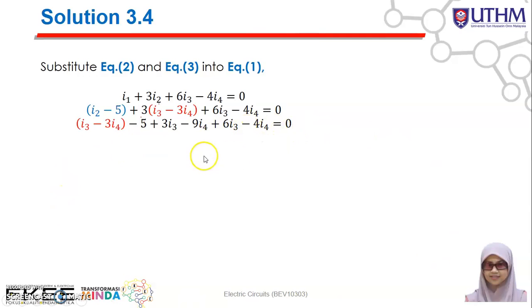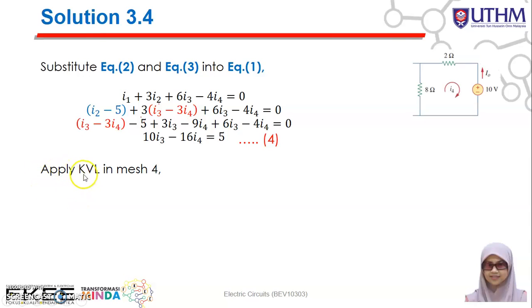And then finally, we can simplify the equation. So here I have 1I3 plus 3I3, 4I3. So 4 plus 6 is 10I3. Here I have negative 3I4, negative 9I4 becomes negative 12, and negative 12 minus 4 is negative 16I4, equal to negative 5. We bring this to this side, so we have positive 5. So this is considered our equation number 4.